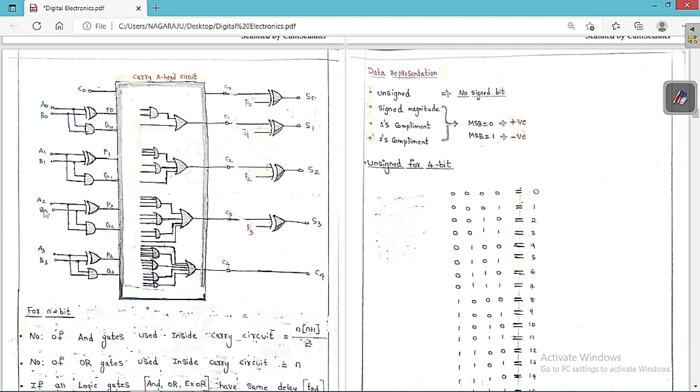Irrespective of the input, which can be any value, the time to get the carry output is 3 TPD and the time to get the sum output is 4 TPD. This is the point that we always have to keep in mind.